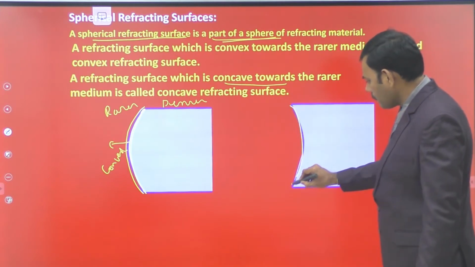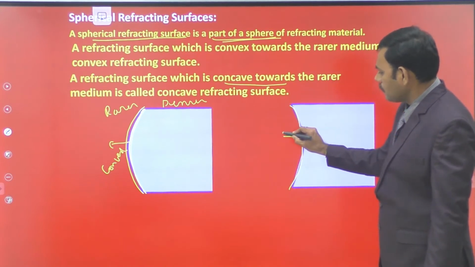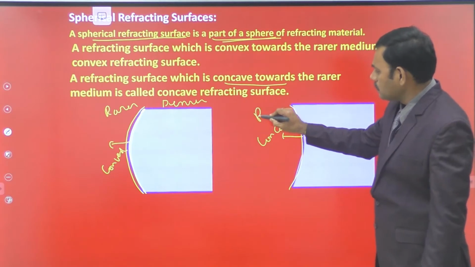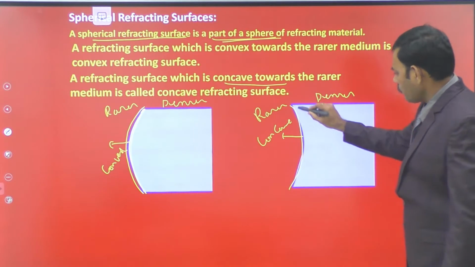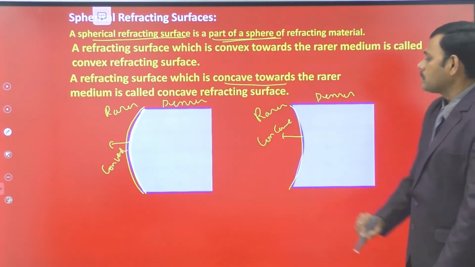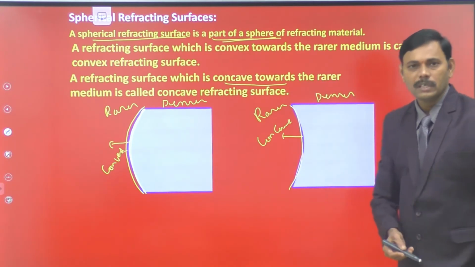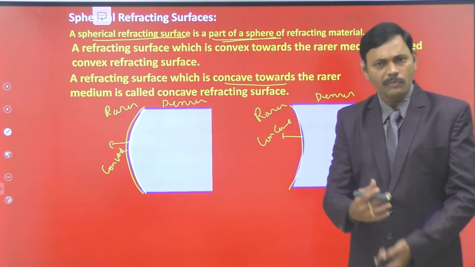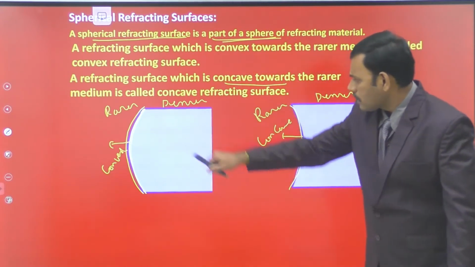Let us look here. The shape of the refracting surface, that is the shape of the denser medium, is concave. Here clearly the shape is concave towards the rarer medium. This is the air medium, let it be the rarer medium. This is the denser medium. The refracting surface, which is a part of a sphere, appears to be in concave shape presented towards the rarer medium. Hence this is said to be a concave refracting surface. This is the basic introduction, students. In refracting surfaces we have two types: one is convex, another one is concave, which are towards the rarer medium.